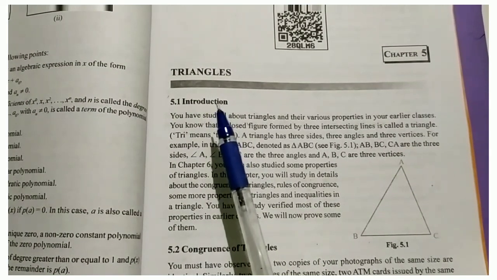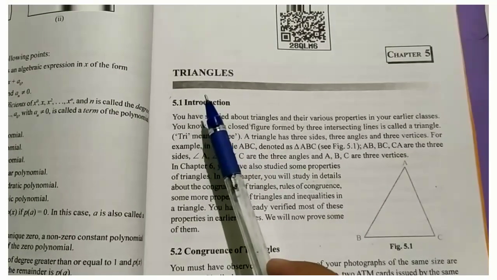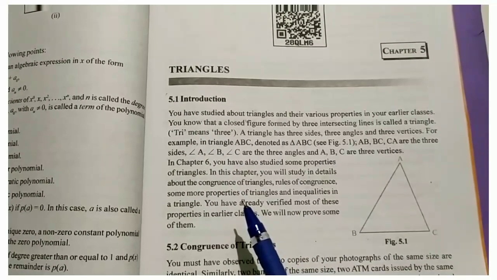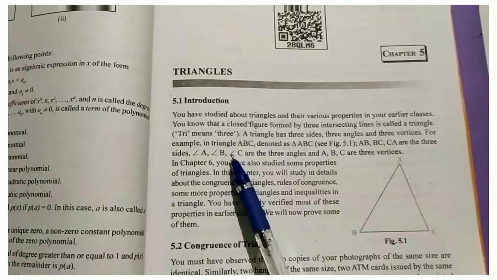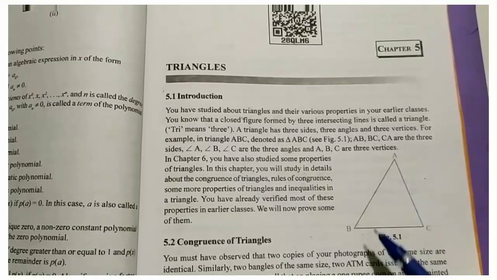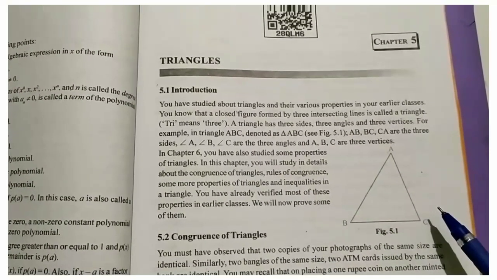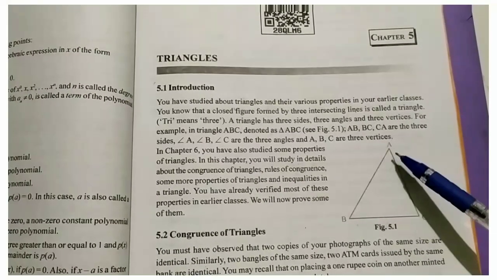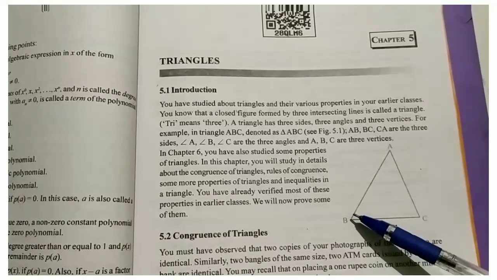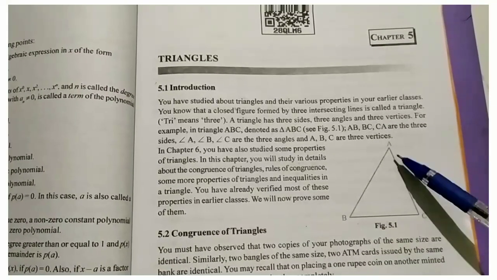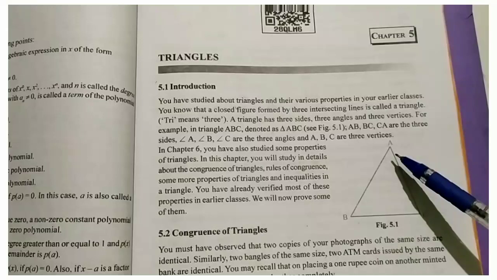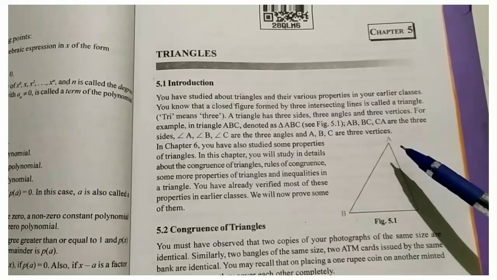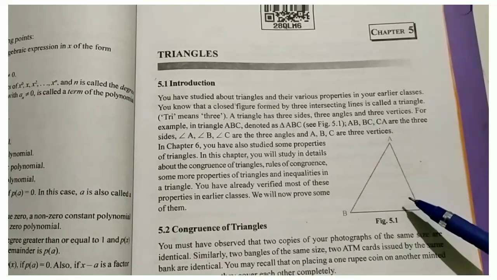Hello students, today is our new chapter, that is triangles. Already we have the meaning of triangle: tri means 3. So here angles are also 3, sides are also 3. Let's take one example here, ABC. It has AB, BC and CA, 3 sides, as well as angle A, angle B, angle C. 3 angles with 3 vertices, A, B, C.